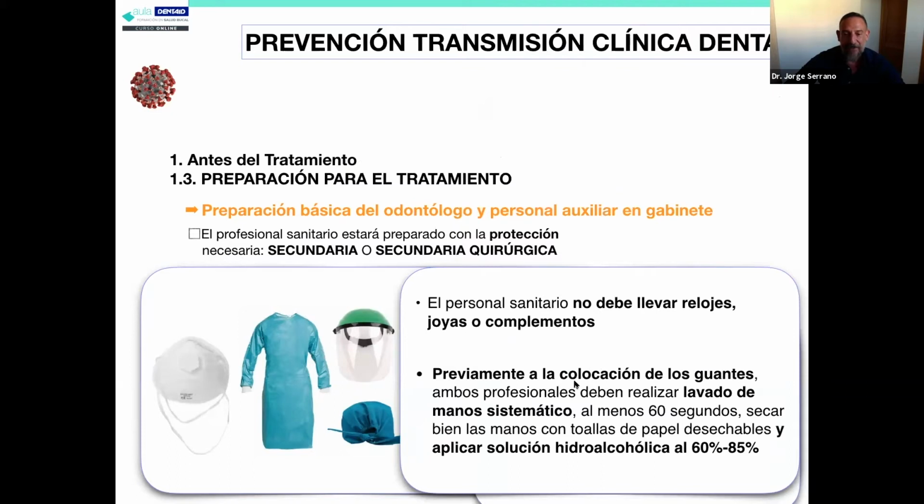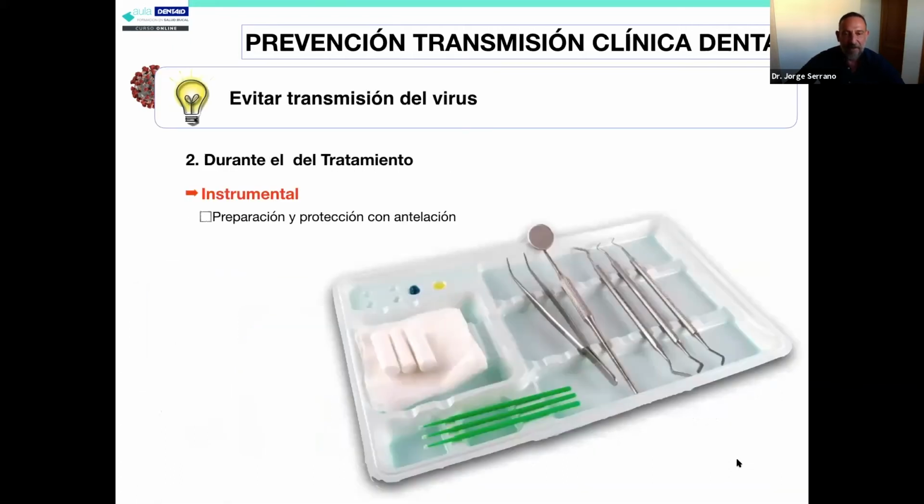We should not wear any watches or jewelry, and we should wash our hands at least 60 seconds. And after washing our hands, we should apply hydroalcoholic solution at 60 to 85%. Other authors recommend the rule of five: we should wash our hands twice before and three times afterwards. I would prefer to wash my hands 60 seconds and afterwards apply a hydroalcoholic gel, before and after.